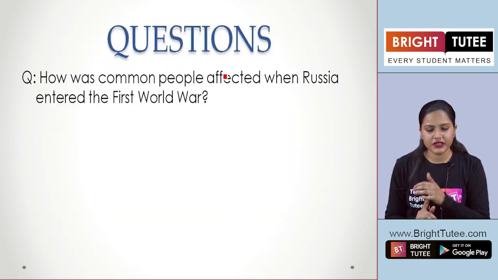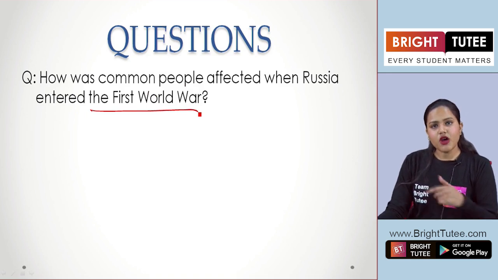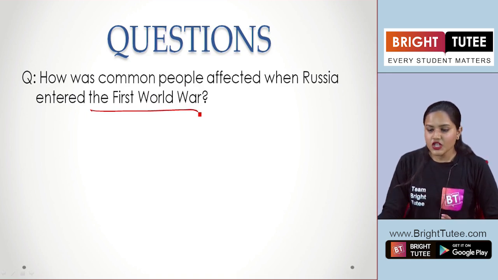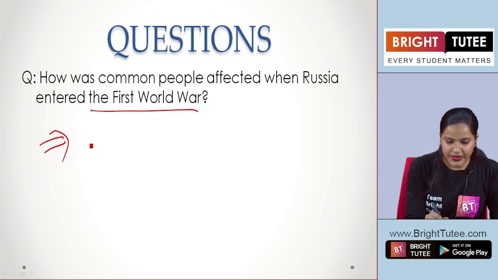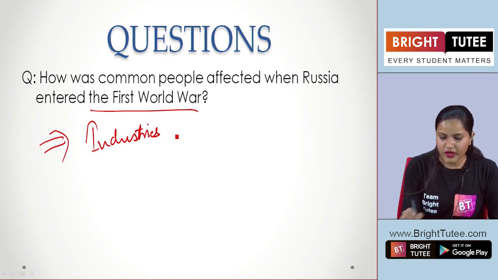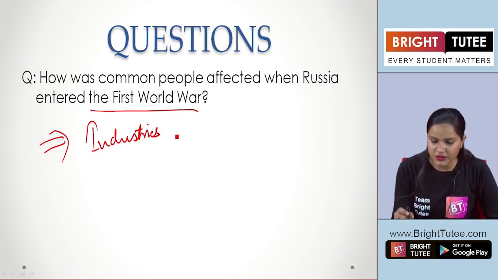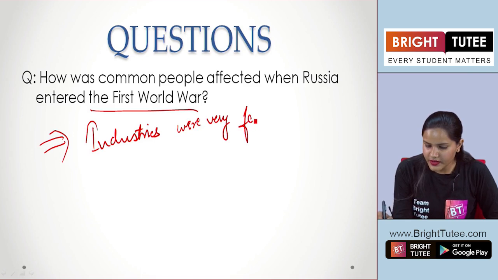Coming to the question section here, we have a question that says, how were common people affected when Russia entered the First World War? So how are you going to answer this question? Right now, we have just discussed all these points here. So when we are talking about the participation of Russia in the First World War, we see that there were the industries. You can write these points down. I'm just giving you the main pointers and how you are going to form your answer if this question is being asked here. So industries, they were very few in Russia, right?